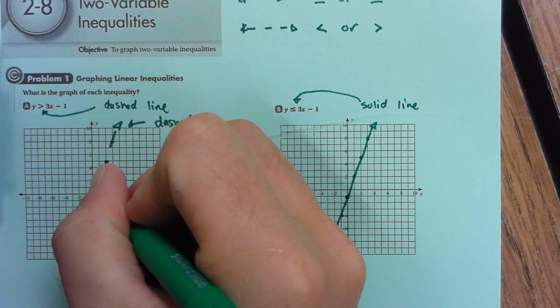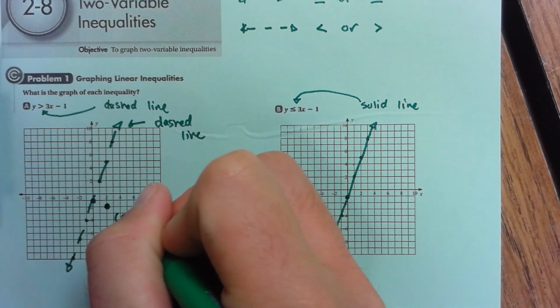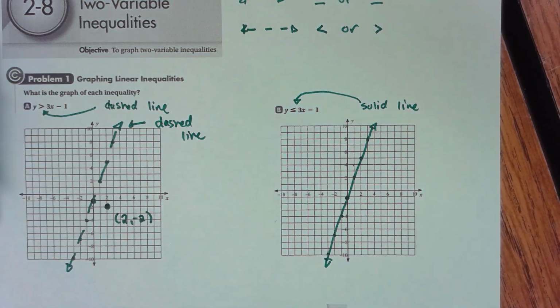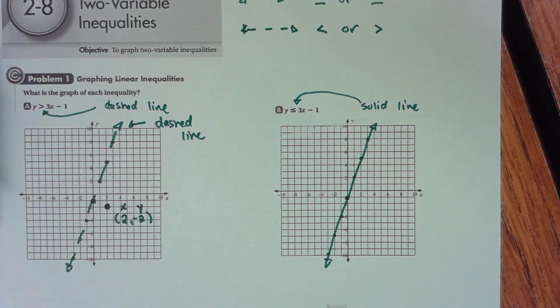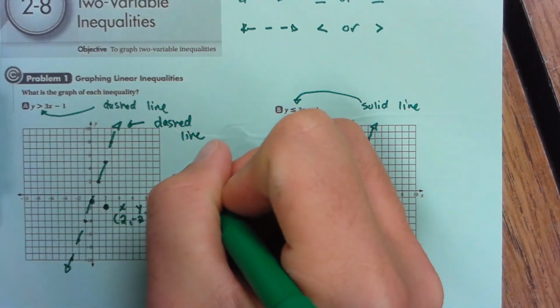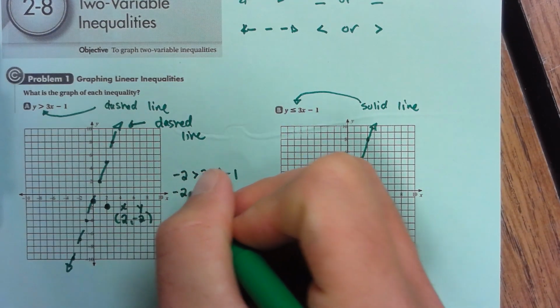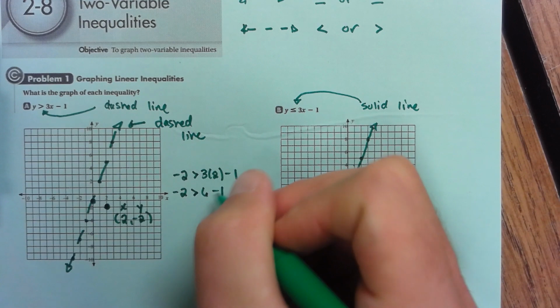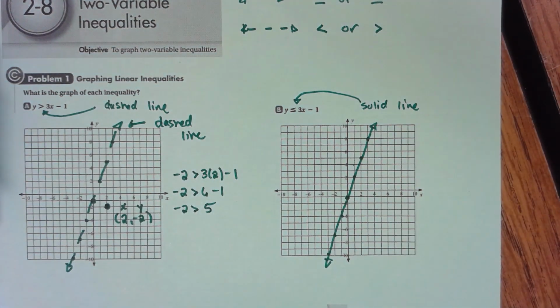So let's use (2, -2). What we're going to figure out is, does this combination of x and y make this inequality true? I'm going to plug x and y into the inequality. So -2 is greater than 3 times 2 minus 1. So -2 is greater than 6 minus 1. And so I get -2 is greater than 5.